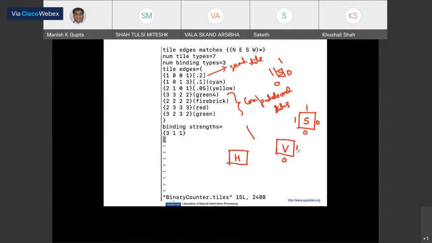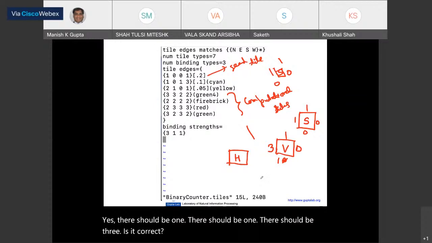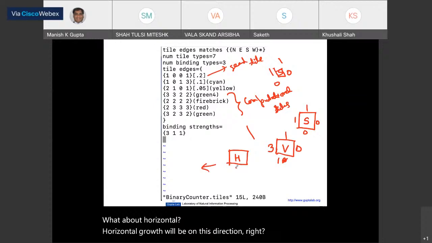Is it correct or wrong? Sorry, vertical this side should be 0, right? Yes. This should be 1. This should be 3. Is it correct? Yes. What about horizontal? Horizontal growth will be in this direction, right? So this side should be 0.